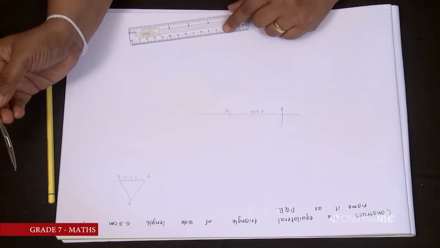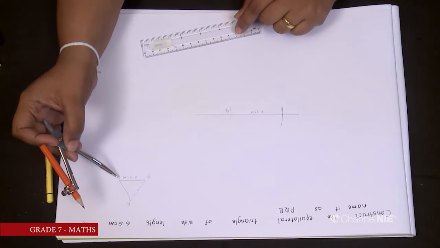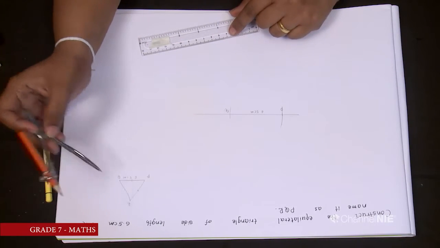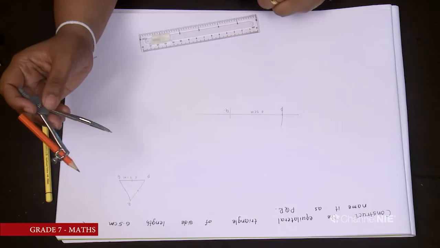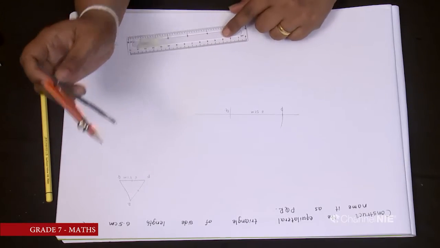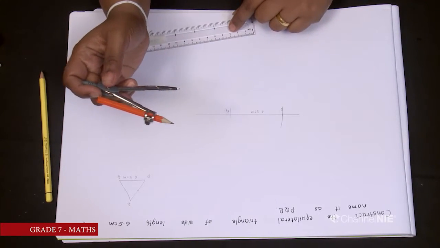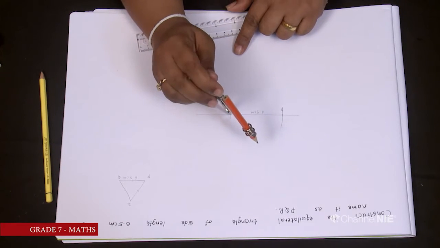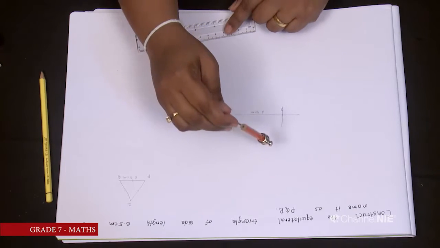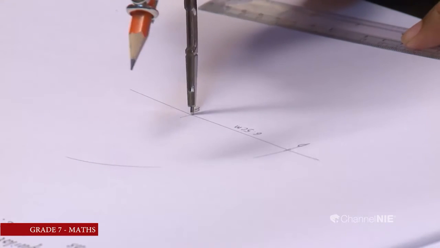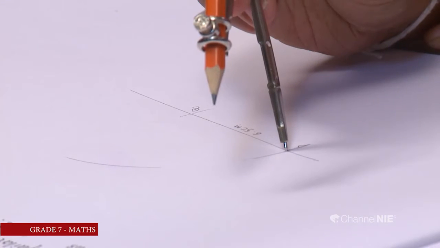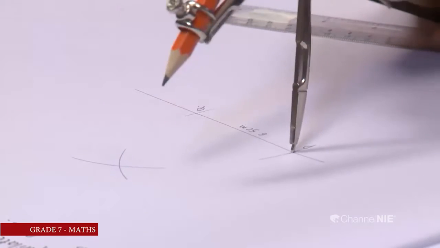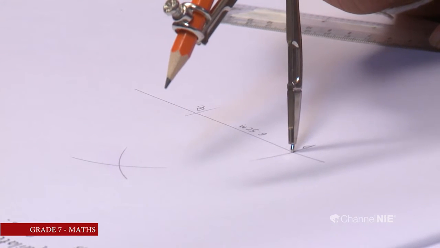Once again, we know the length of PQ is equal to the length of PR is equal to the length of RQ. All are 6.5 centimeters. So, I am not going to change the length in my pair of compasses. I am going to place my pair of compasses on Q, draw an arc, then place my pair of compasses on P, draw another arc to intercept the previous arc.